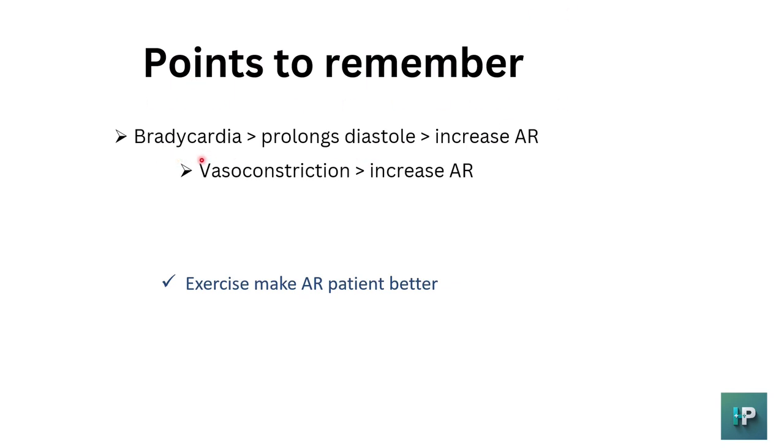Bradycardia prolongs diastole, so increased regurgitation, and vasoconstriction increases regurgitation, because in vasoconstriction the pressure in the aorta increases, so backward flow will be more. And here you can see a statement: exercise makes AR patient better. It's because during exercise there will be tachycardia, so it decreases AR, and also there will be vasodilation, so it decreases AR.